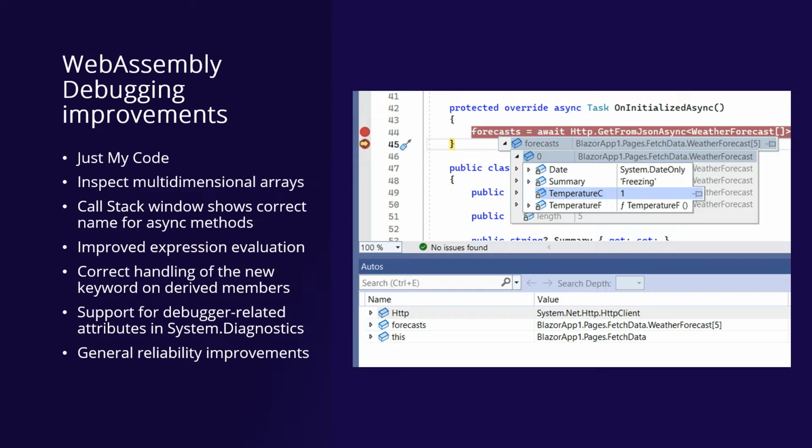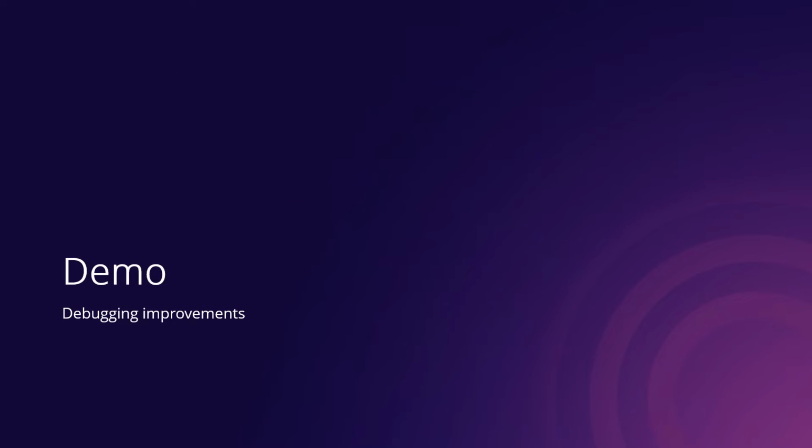In .NET 7, we've made a lot of improvements to the .NET WebAssembly debugging support to improve the fidelity of that experience. We now have support for the Just My Code setting. You can inspect multi-dimensional arrays using the debugger. The call stack window will now correctly show the name of your async methods. We correctly handle the new keyword on derived members. We added support for many of the debugging attributes that are in the System.Diagnostics namespace, and we just made a bunch of general reliability improvements. Let's go take a look. Let's look at the debugging improvements for WebAssembly in .NET 7.